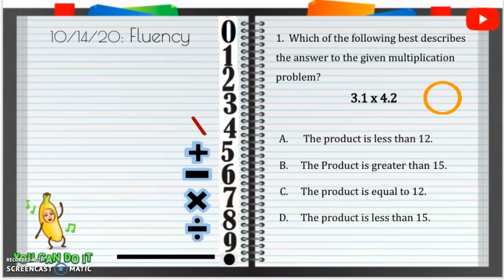October 14th, 2020, Fluency. All right, so number 1, which of the following best describes the answer to this given multiplication problem? So it looks like we're going to have to solve this problem.